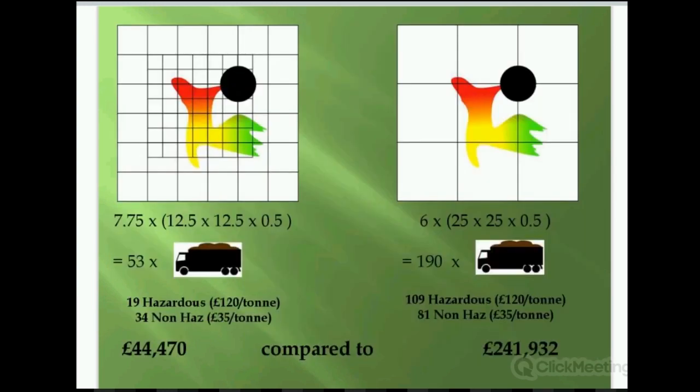Put that into context. The cost there is 44,470 using the on-site methodology to manage the entire site, versus 241,932 if you were managing it using the standard wide grid. And 25 meters by 25 meters is actually not that uncommon. In fact, that's quite generous for a lot of sampling grids that I have certainly seen. And so it does make a big difference. That is a huge difference.